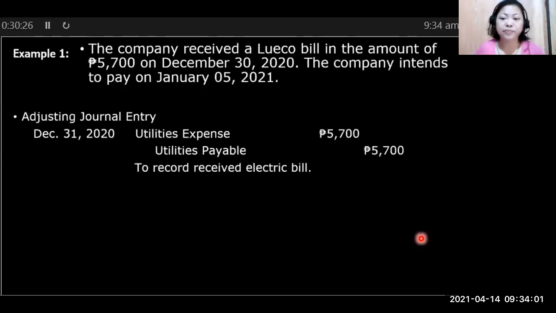Now, let's have an example. The company received a Meralco bill in the amount of 5,700 pesos on December 30, 2020. The company intends to pay that bill on January 5 of 2021. So what would be the adjusting entry at the end of the accounting period? You already received the bill. On December 31, 2020, you record it: utilities expense, 5,700, because you have already consumed it. Utilities payable, 5,700, to record the received electric bill. This is a liability on the part of the company because the Meralco bill is for the month of December, but the company has not yet paid for it. So a liability should be recognized at the end of the accounting period.